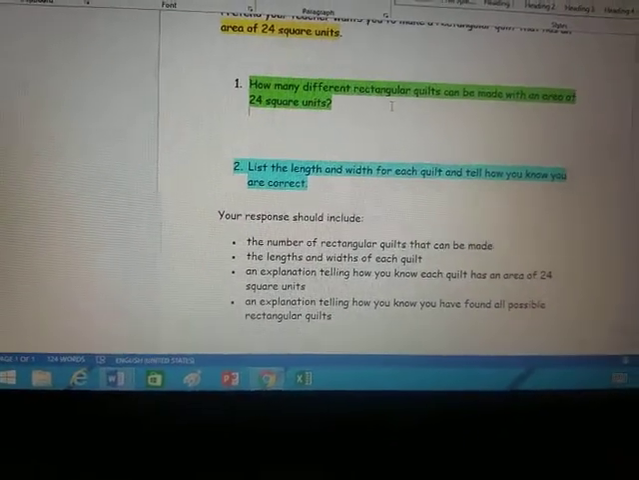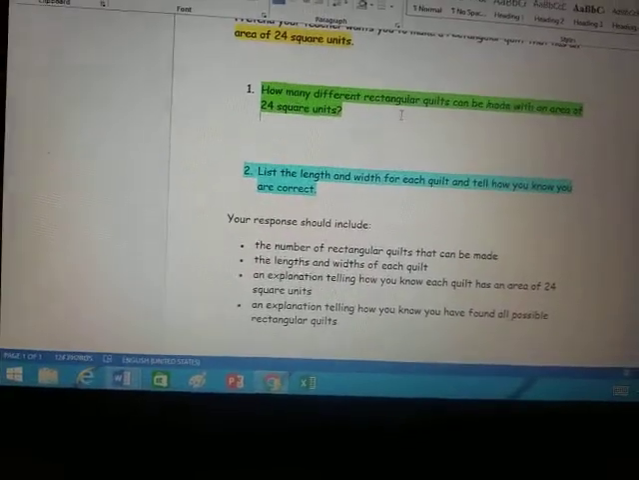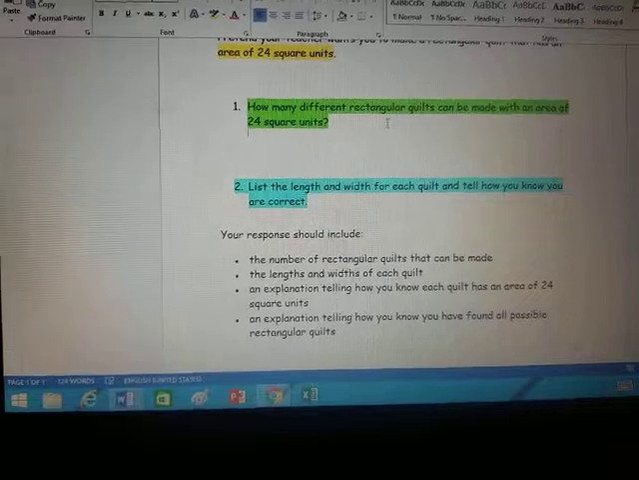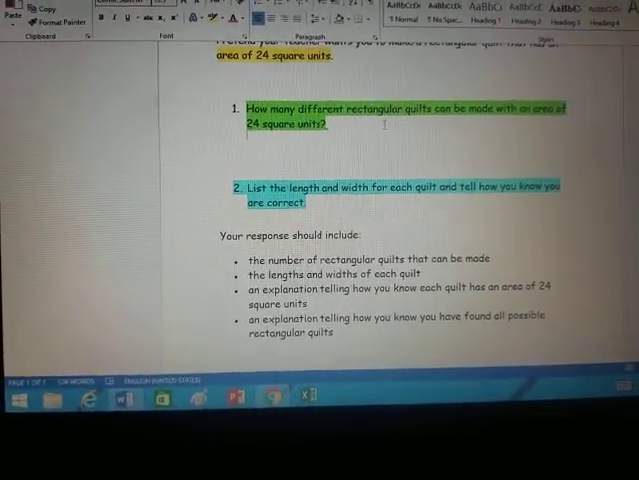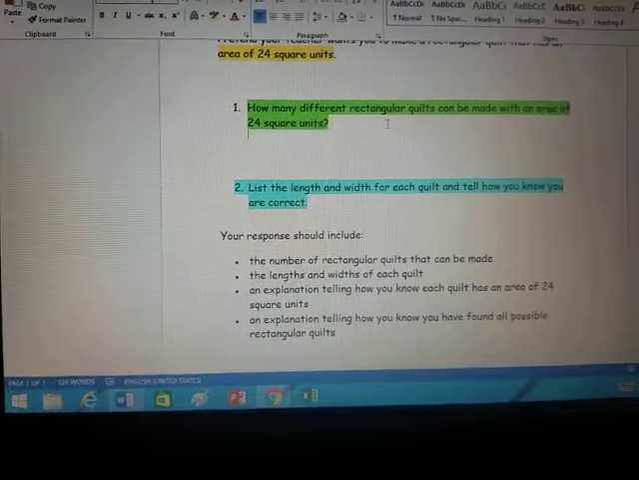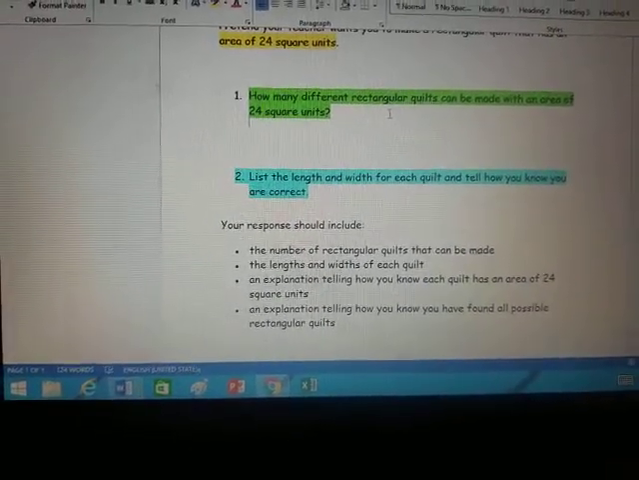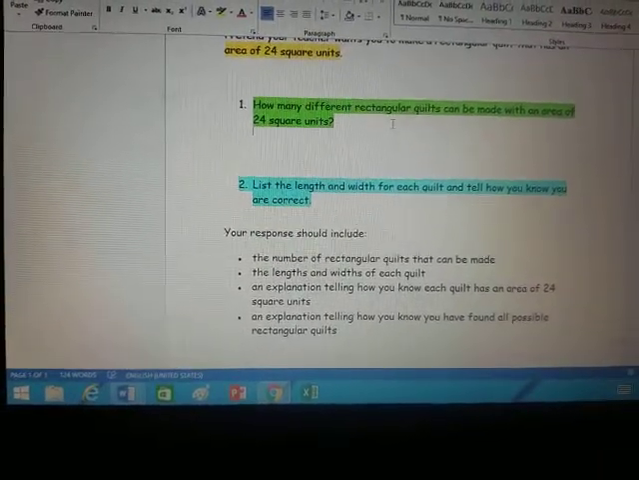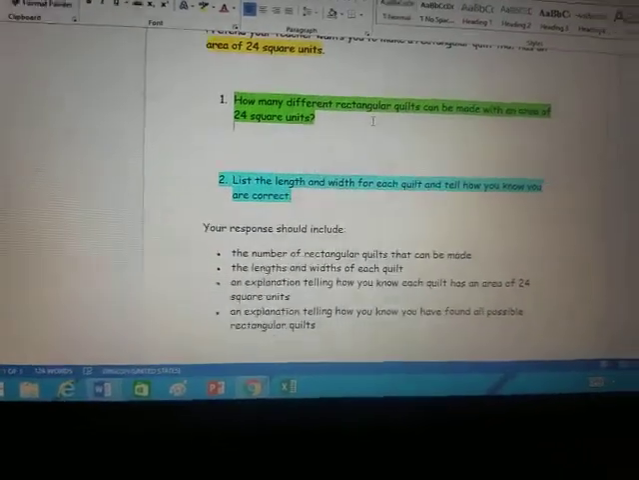Is there a 3 times something that equals 24? Is there a 4 times something that equals 24? Is there a 5 times something that equals 24? Think about the multiples of 24. Come up with those multiples, and that's how many rectangles you can make with a quilt. So, again, does 1 times something equal 24? Yes. Does 2 times something equal 24? Yes. So right there, that's 2.